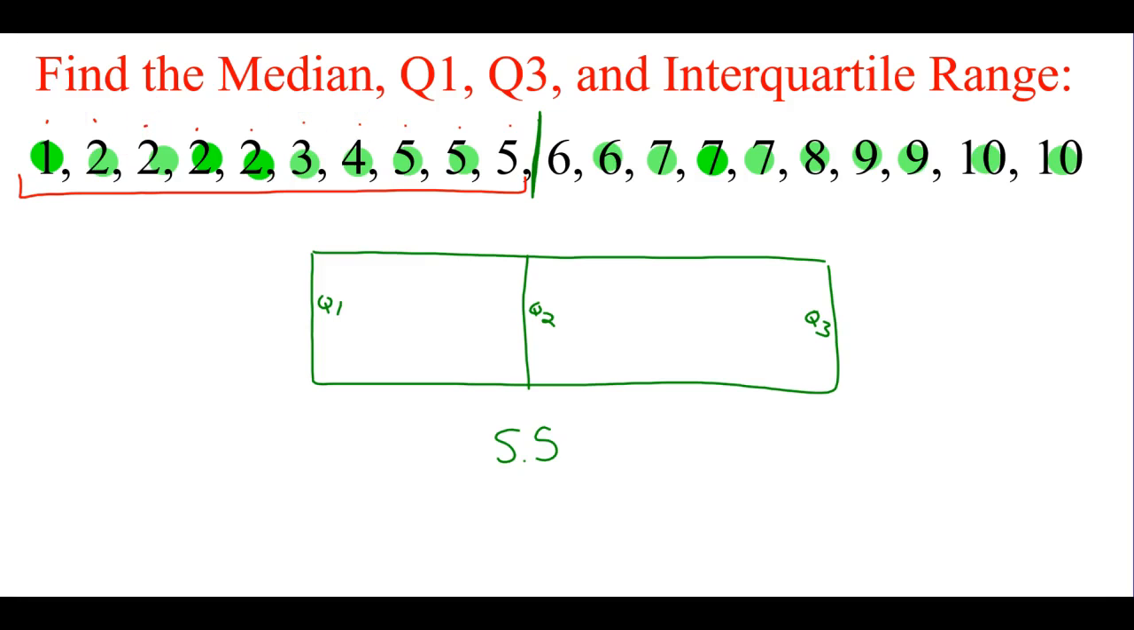What's the median of the left half? 2.5. And then the median of the right half is quartile 3. So the median of the right half would be 7.5.